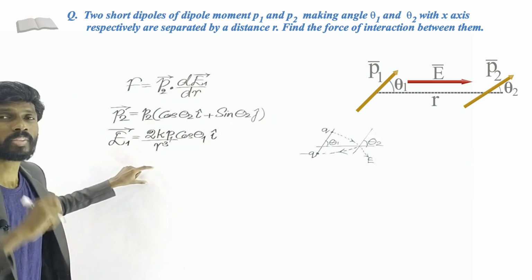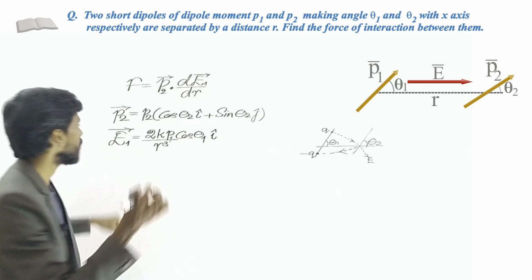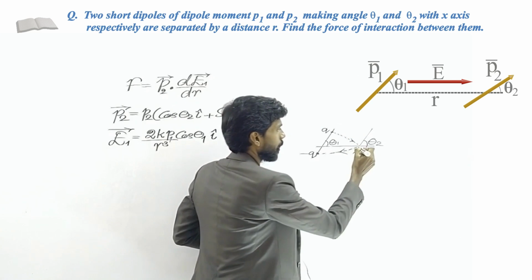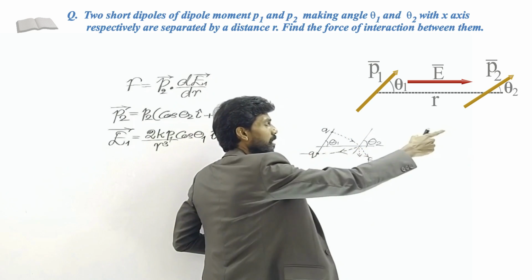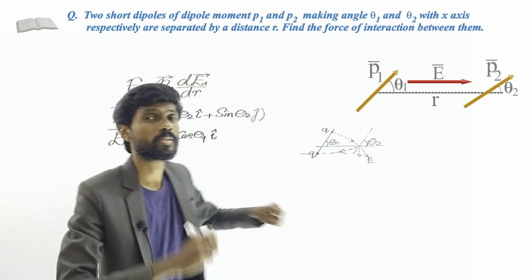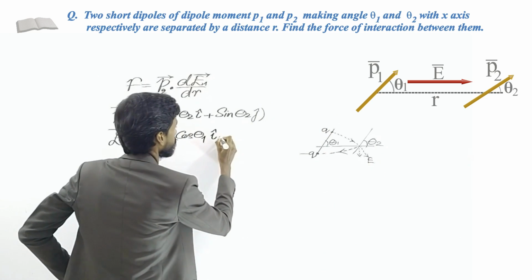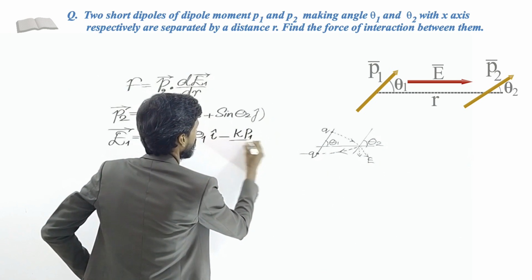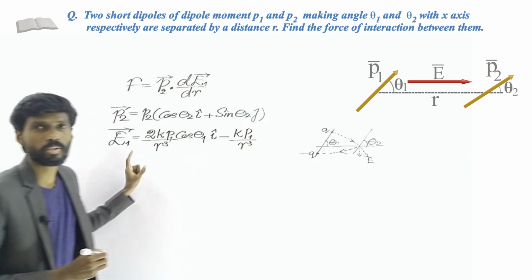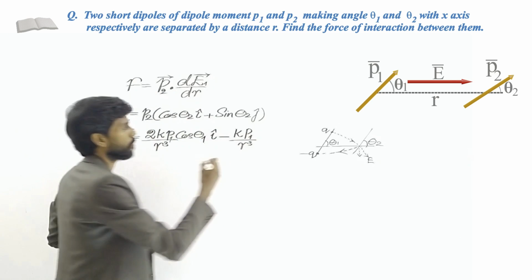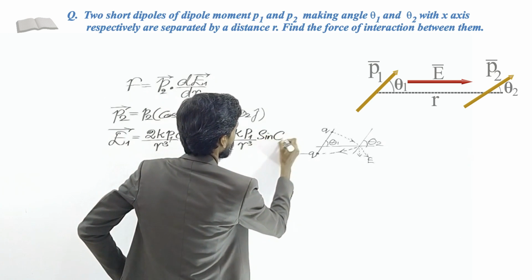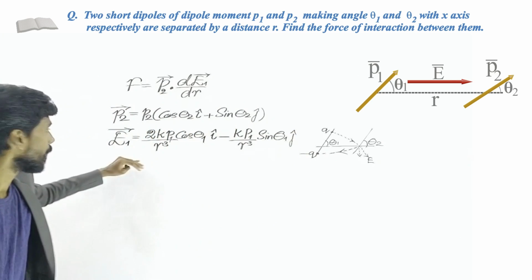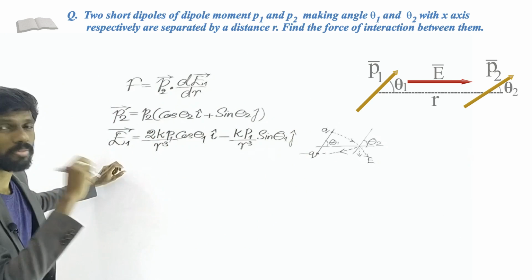Similarly, the perpendicular component, that is the formula. Minus here because it is negative y. So radial component is in this direction, perpendicular component is in the downward direction, so minus j cap. The perpendicular component is kp1 divided by r cube, no 2 here, kp by r cube sine theta, that means sine theta 1 j cap. That's it. So this is the electric field vector due to the first dipole.